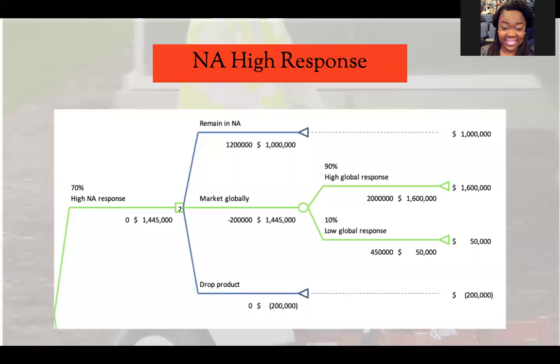Hello, my name's Sierra. This is the North America high response, and the PLE will stay in North America with the expected revenue of $1,200,000. If the global market has an additional cost of $200,000, the profitability is at 90%. At the high, it is $2 million, and at its low is a 10%, it is $450,000. And we're going to go to the next slide.